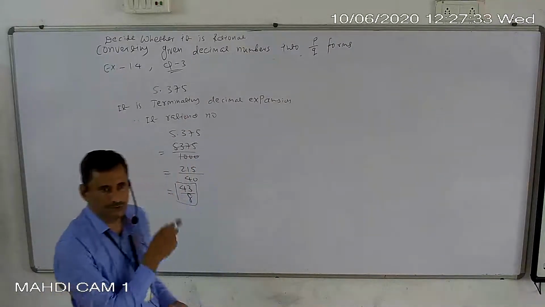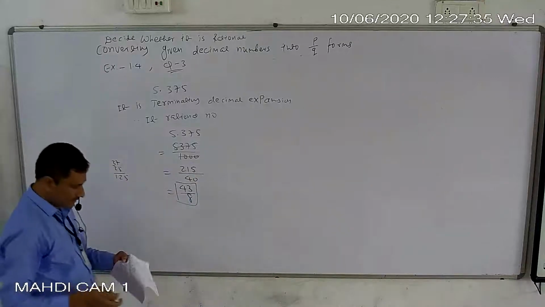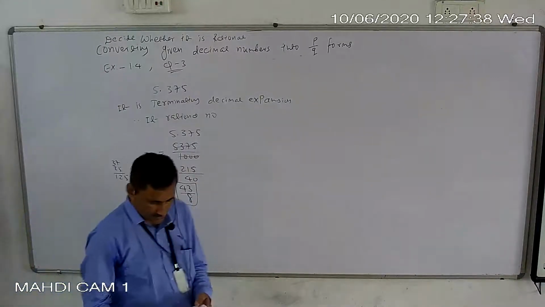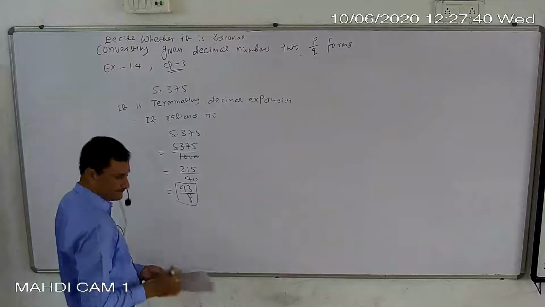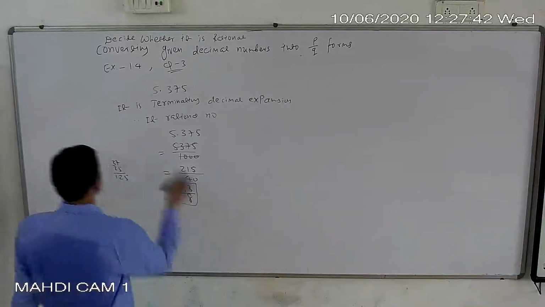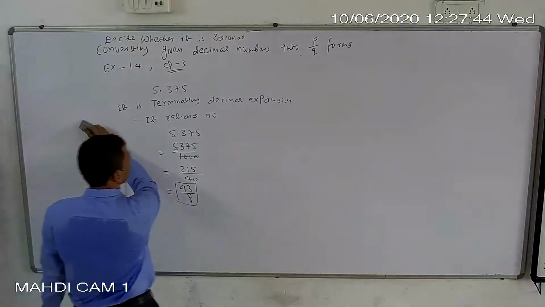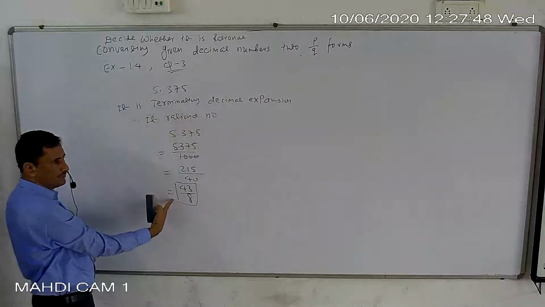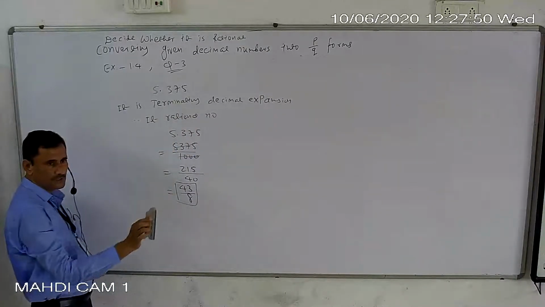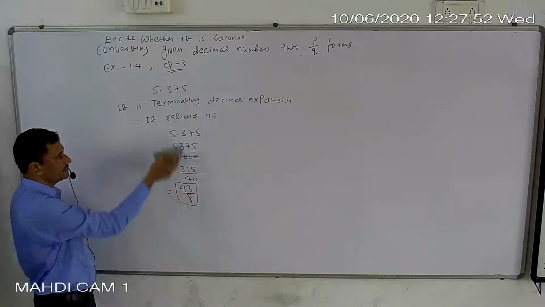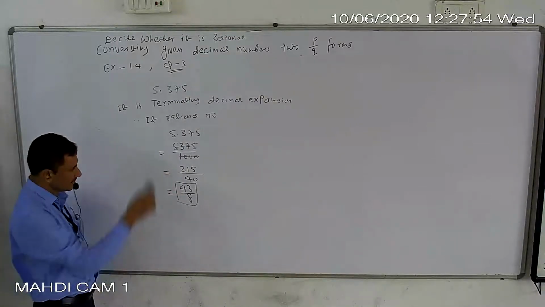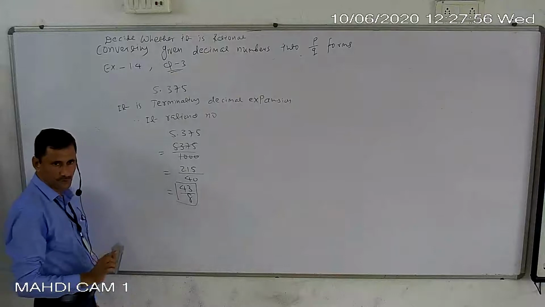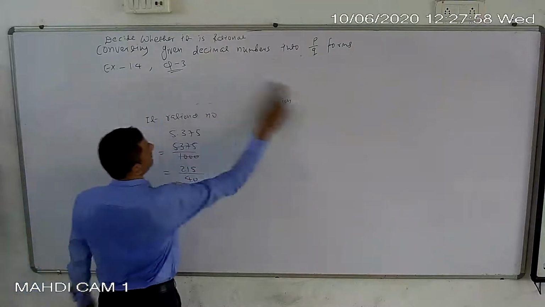So nothing is new in this type. Now we are going to take another example. Terminating, how to convert to P by Q form? Just the simple way, whatever you have done so far. Nothing is new. This is actually not part of standard 10, just revision.